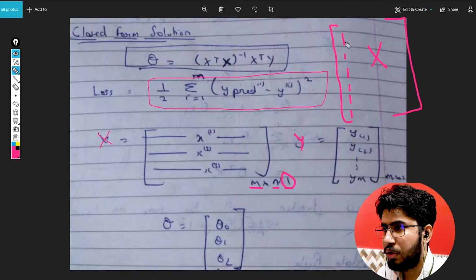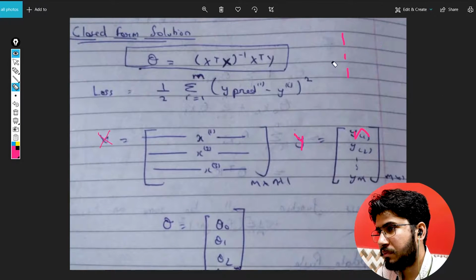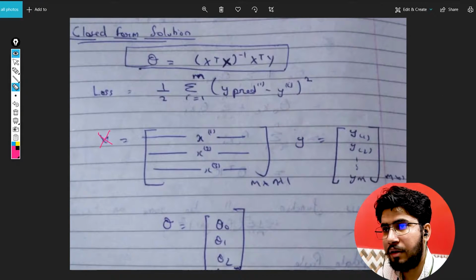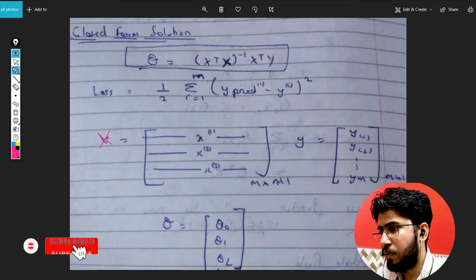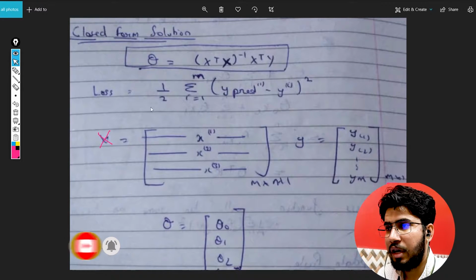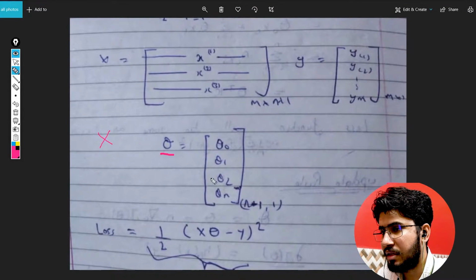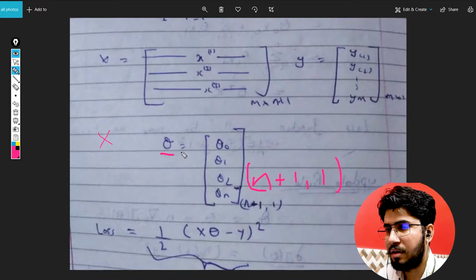Now we are also going to add this, so we will have n plus 1 number of features, and we have m examples. Okay, and for y we also have m outputs multiplied by 1. Now for theta we are going to have n plus 1 number of thetas. So as you can see here, we will have this theta, and our theta is going to be n plus 1 comma 1 size. This is our theta vector.